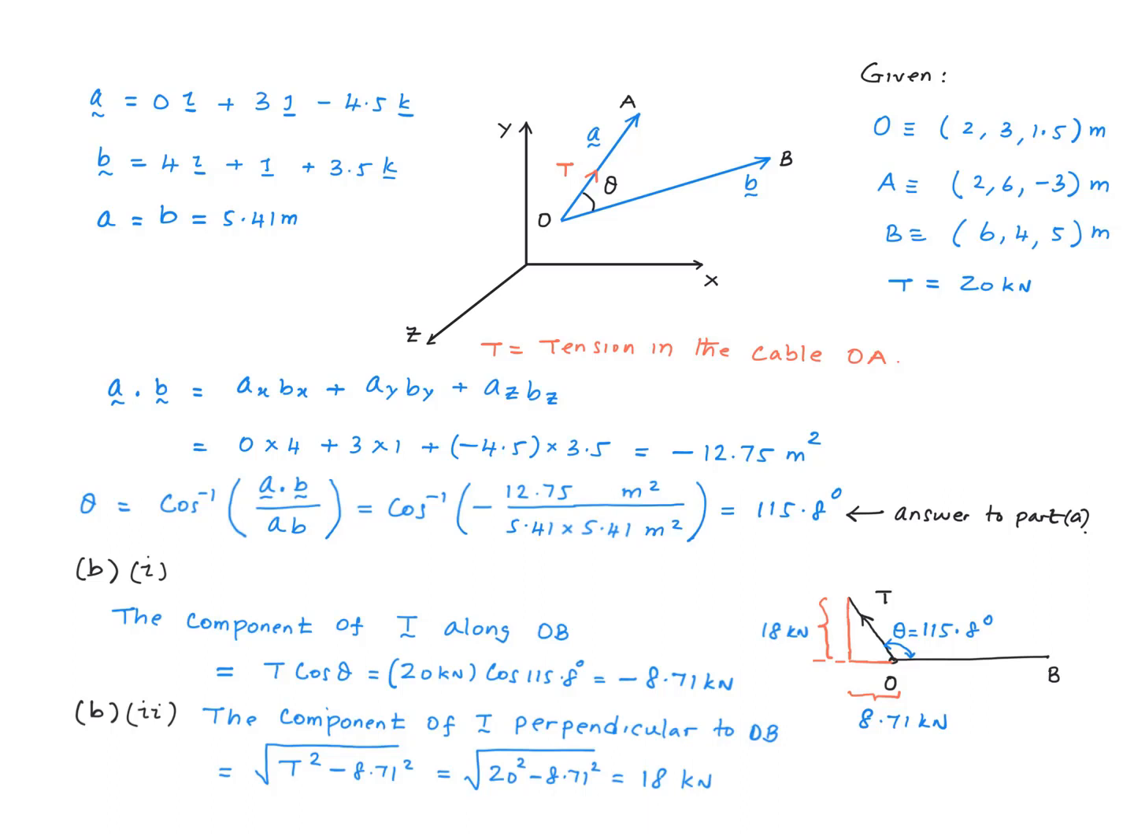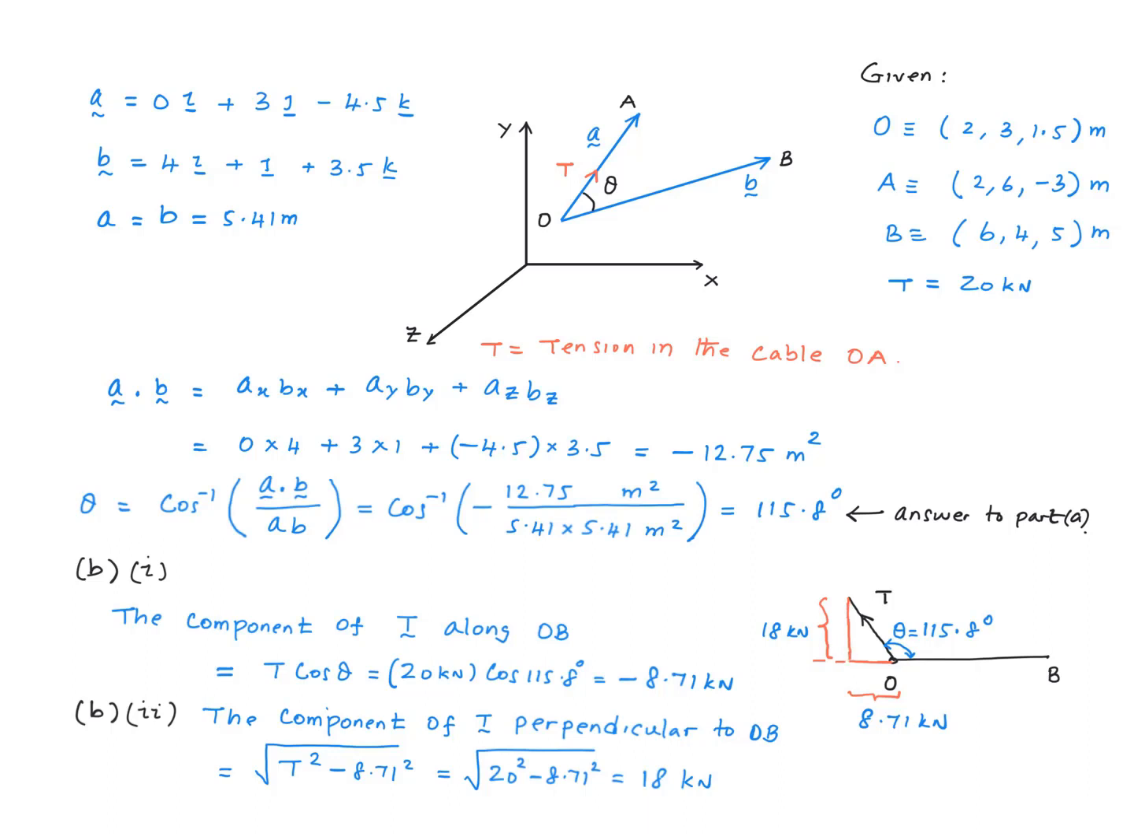If I were to find the component of T by referring to this picture, I would say the component of T along OB is simply T cosine theta, right? So if we go through that route, we get a value of minus 8.71 kilonewton. The minus sign, of course, is consistent with what we are seeing here. In other words, the component of T is not along OB, actually in the negative direction of OB.